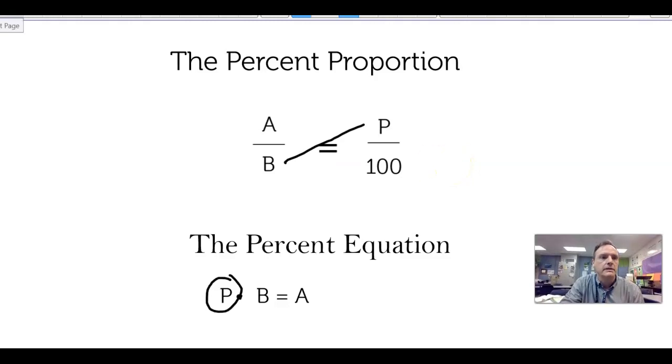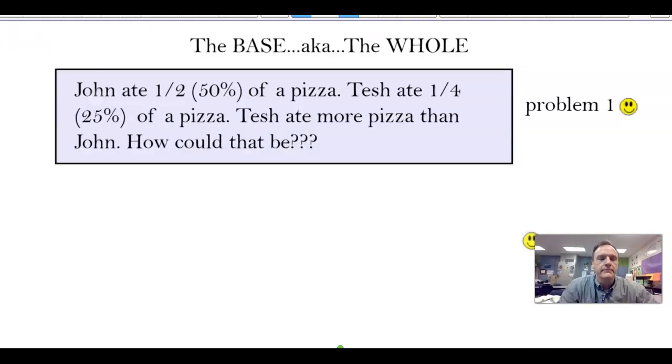Okay, so let's take a look at some of the problems that we'll see in this and talk about the base a little bit more. So here's a problem. It's a conundrum. That means it's kind of a puzzle.